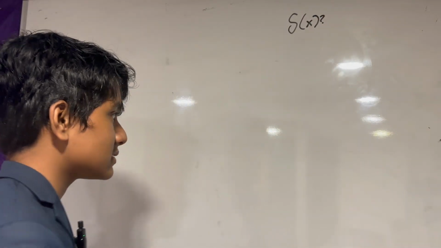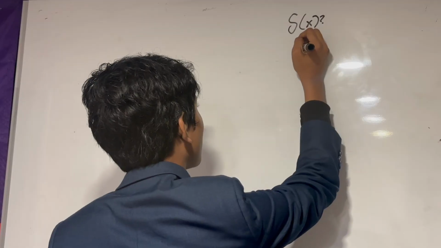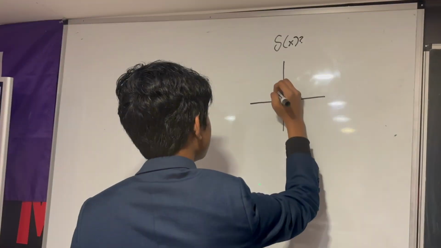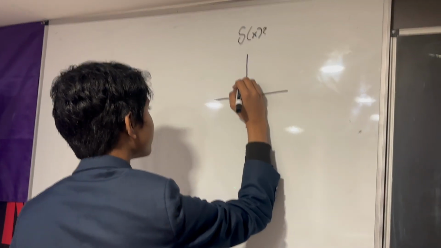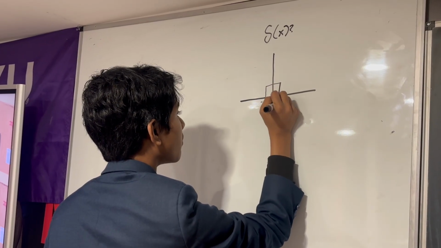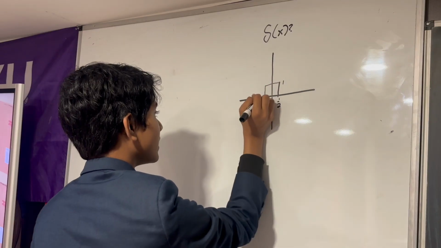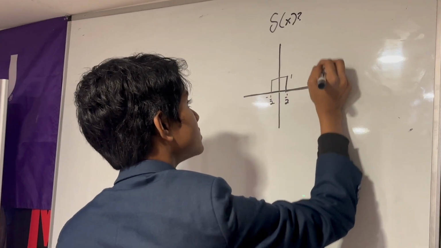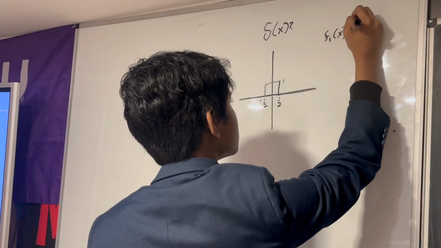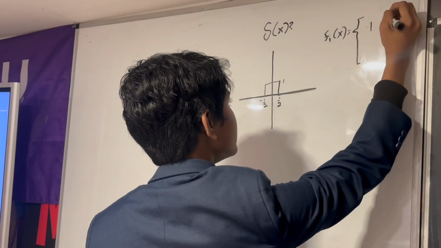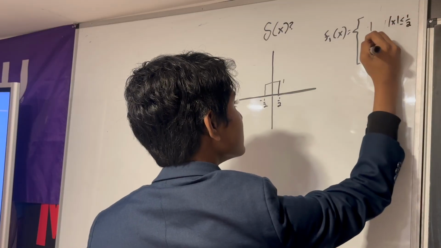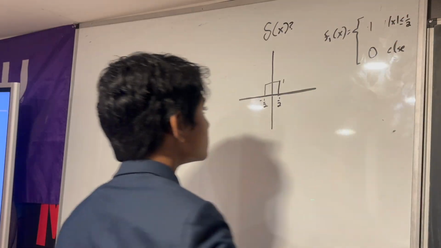Well, imagine this. I'm going to draw a set of piecewise functions. So the first one is going to be from negative 0.5 to 0.5. It's going to take value 1. And then everywhere else, it's going to be 0. So we're going to call this f1. So f1 of x is equal to 1 if the absolute value of x is less than or equal to a half, 0 otherwise.